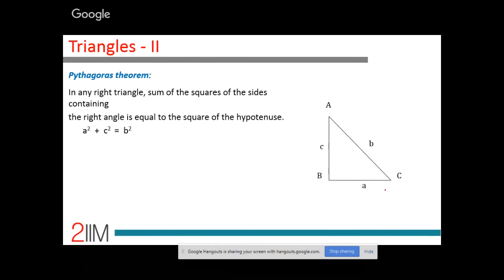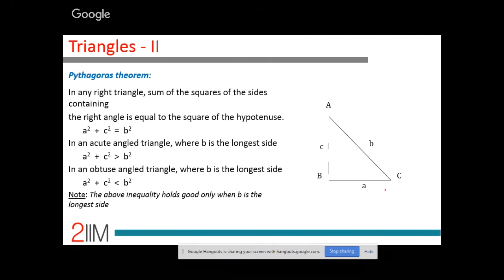Pythagoras theorem, this is the mothership. Sum of the squares of the sides containing the right angle is equal to the square of the hypotenuse. This we know. So 3, 4, 5; 5, 12, 13; 1, 1, root 2. They're all right angle triangles. So sum of the squares of the two shorter sides will be equal to the square of the longest side, which will happen to be the hypotenuse.